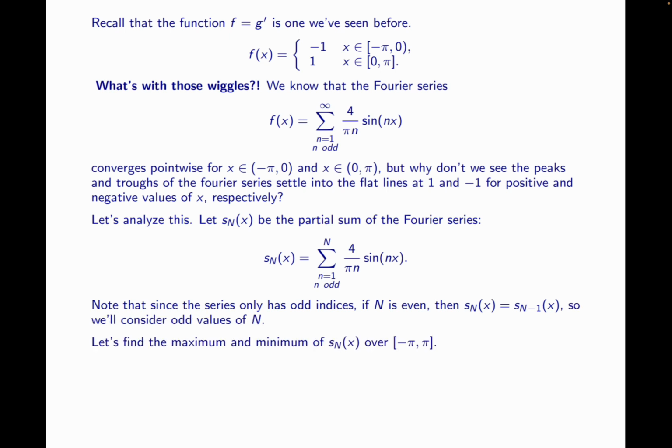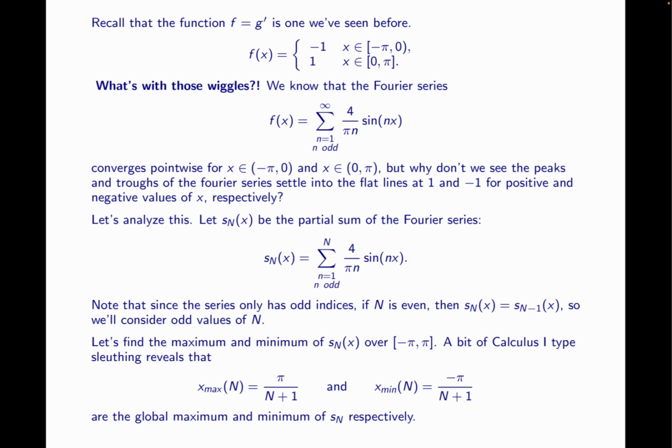So let's find the maximum and minimum value, because remember, we would expect that the max and minimum value would converge to 1 and -1 respectively. Well, where does the maximum value occur? Well, this is a problem we've solved in Calculus 1. We'd find the critical points, evaluate our function at the critical points, and from those, find the maximum and the minimum. So a bit of Calculus 1 type sleuthing reveals that the maximum for the nth partial sum is pi over big N plus 1, and the minimum is the negative value.